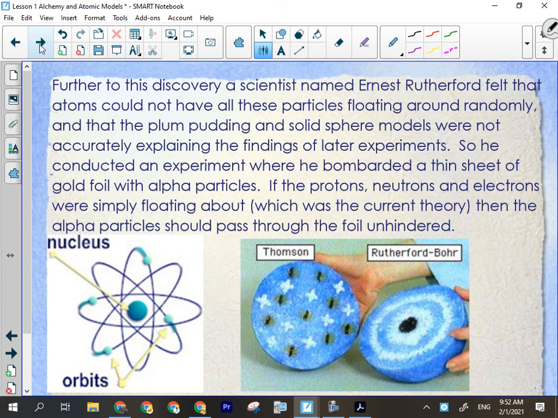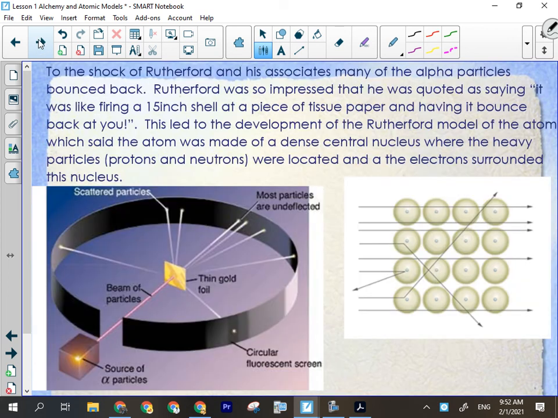So what he did is he created this experiment, the Rutherford gold foil experiment. He took essentially an X-ray machine, a source of alpha particles, and he took a thin piece of gold foil. So imagine a piece of tin foil, but made out of gold and much thinner. It would have the consistency of a Kleenex, but made out of gold. Really, really thin, only a few atoms thick.